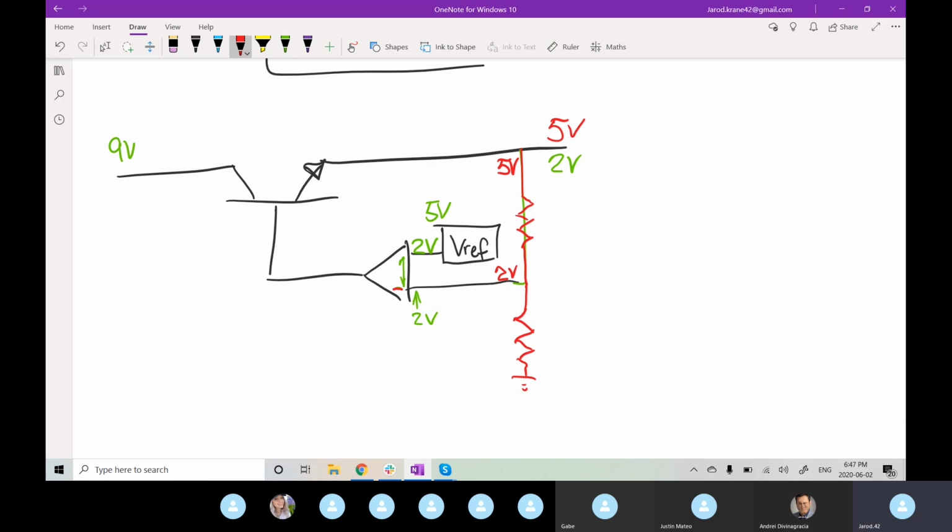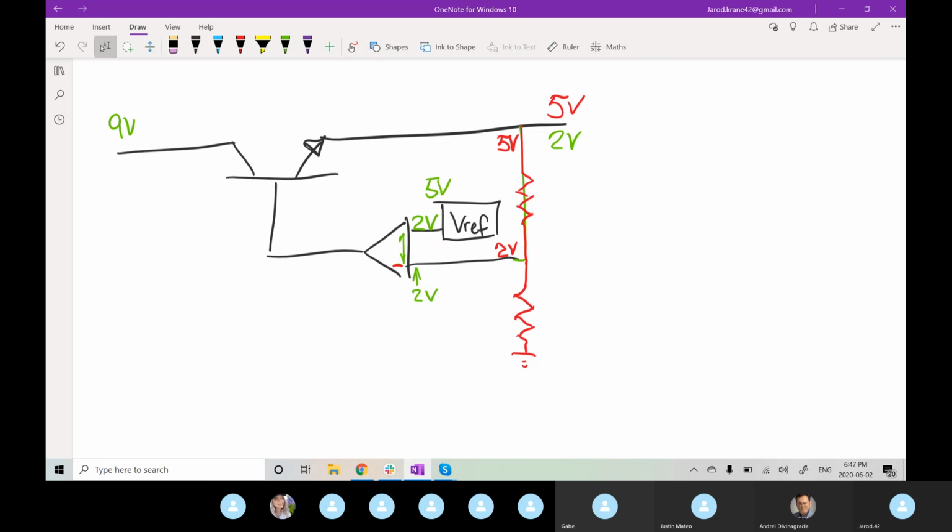It uses the gain equation from a non-inverting op amp, so it's not as simple as what you would just suspect from your standard voltage divider. Instead, the datasheets will give you a separate equation based on whatever resistor values need to be.